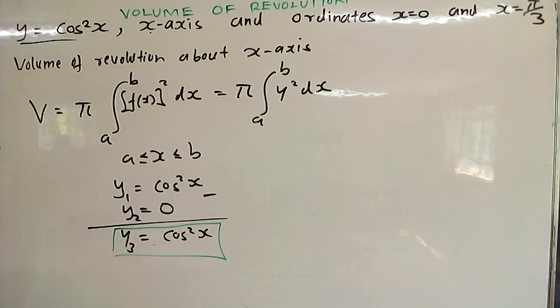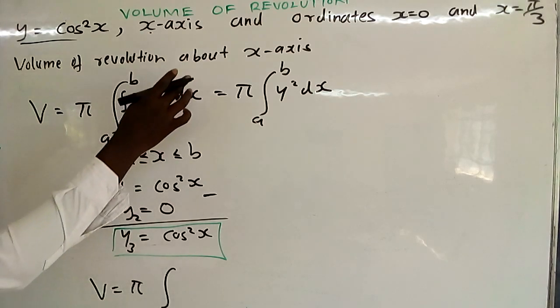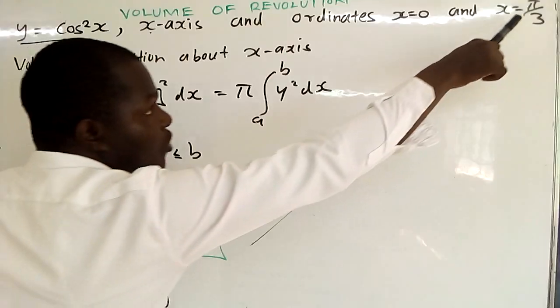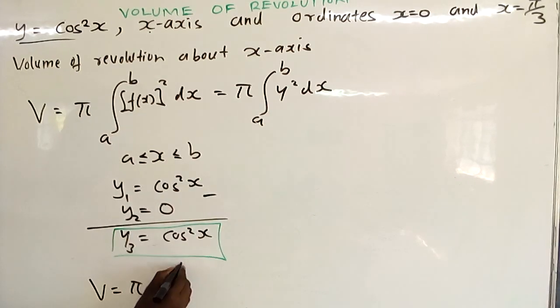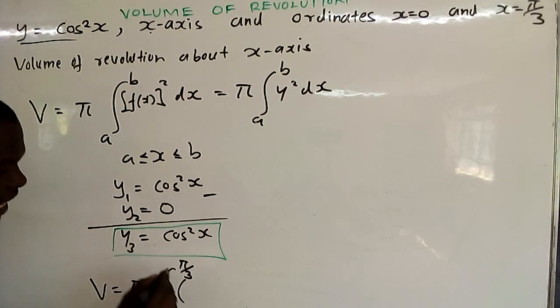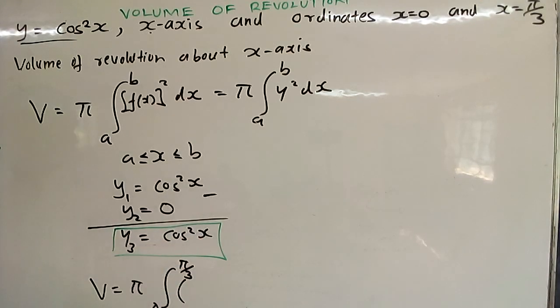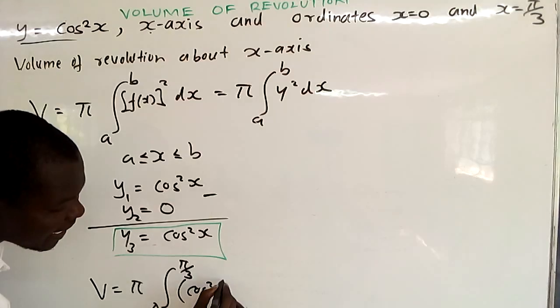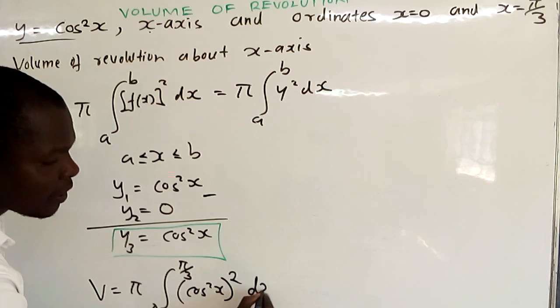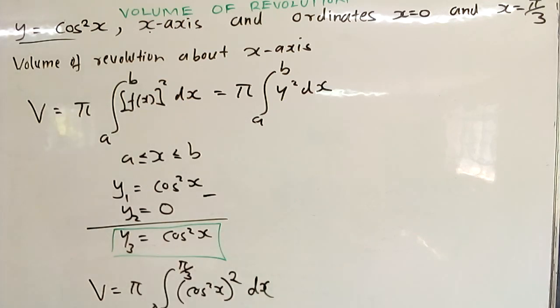So what is the volume? The volume is now pi, then we are integrating from x equals 0 to x equals pi over 3, then y squared. And our y defining the region is what? It is y3, which is given by cos squared x, then that y is squared, isn't it? dx. Are we together?